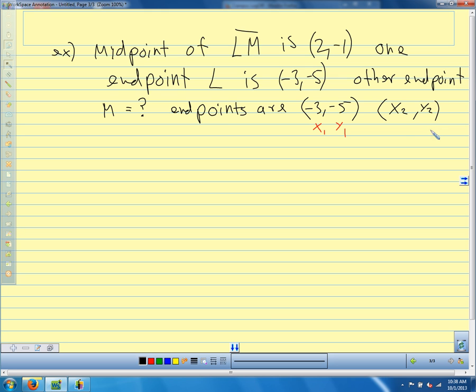We're just going to call the point x2, y2. We're doing just like we did before. We're labeling our points. We don't know what this one is, and we're going to plug this into our midpoint formula. Plug in what we have and solve for what we need.